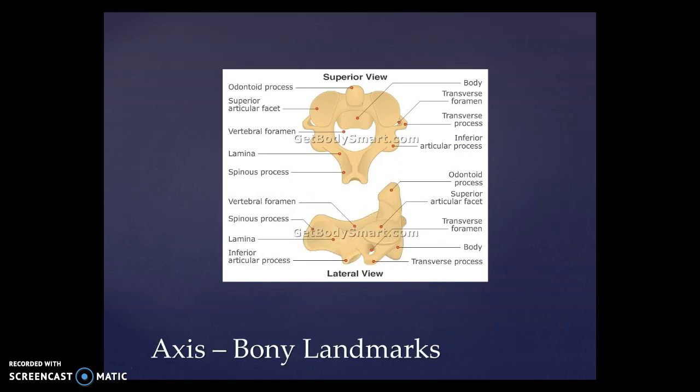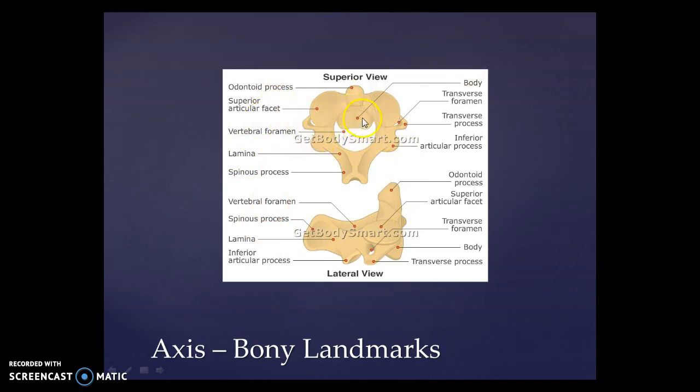And here on the axis you have a similar picture. Here's your superior view with your odontoid or your dens, the superior articular facets, and with C2 you're going to have the spinous process, and if you do recall, when you palpate, C2 is the first spinous process you will feel because you cannot feel C1 from the posterior aspect.